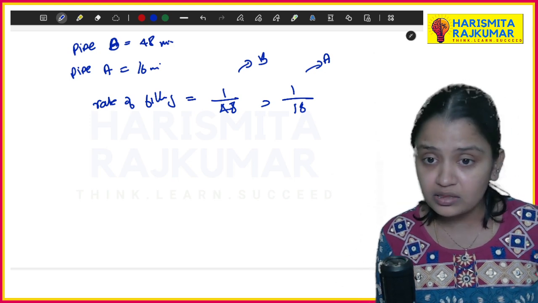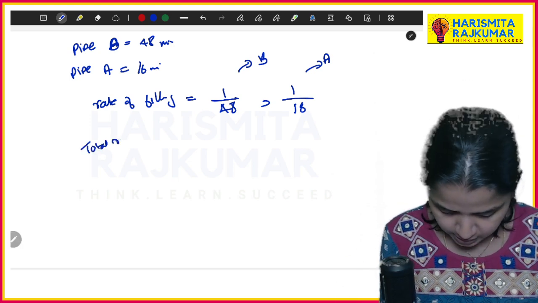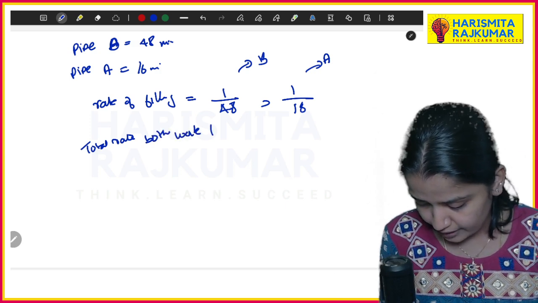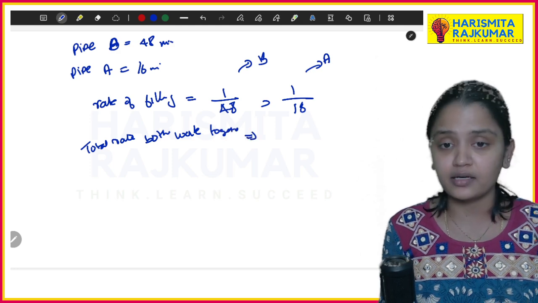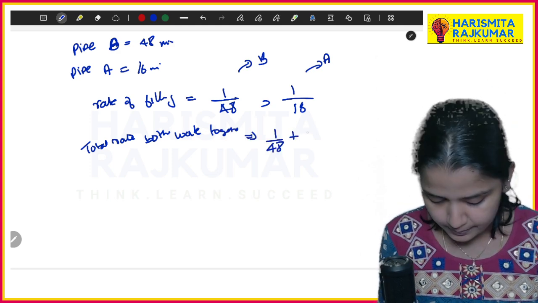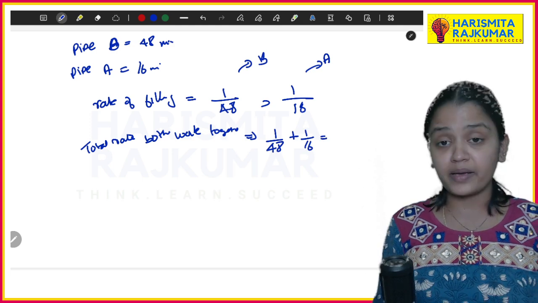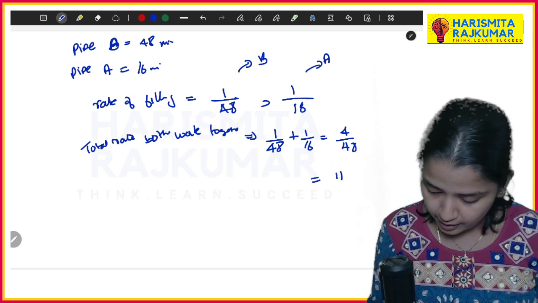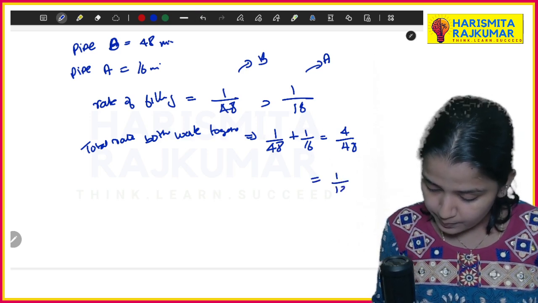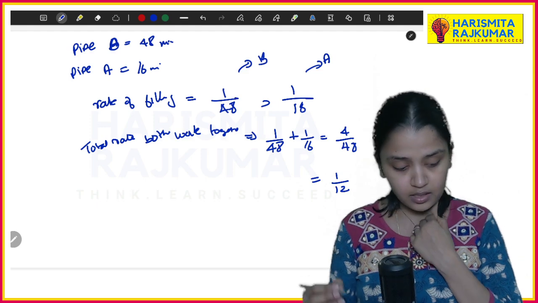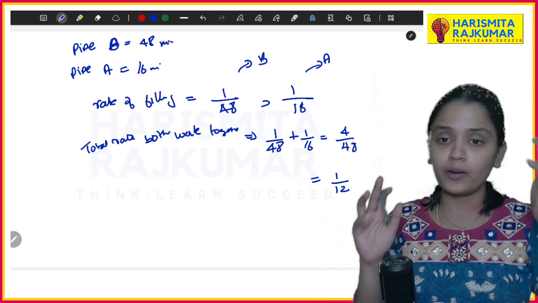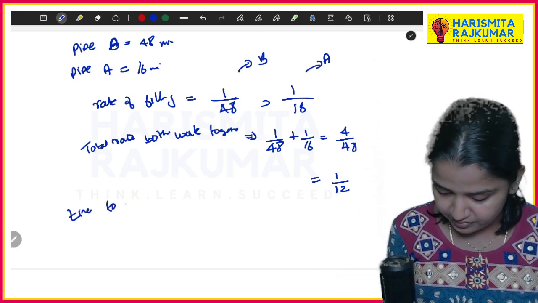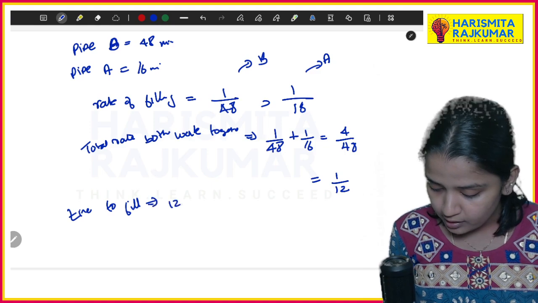Now the total rate when both work together is 1 by 48 plus 1 by 16. Basically it is 4 by 48, which gives 1 by 12. So per minute it fills 1 by 12. The total time to fill is the reciprocal of it, which is 12 minutes.